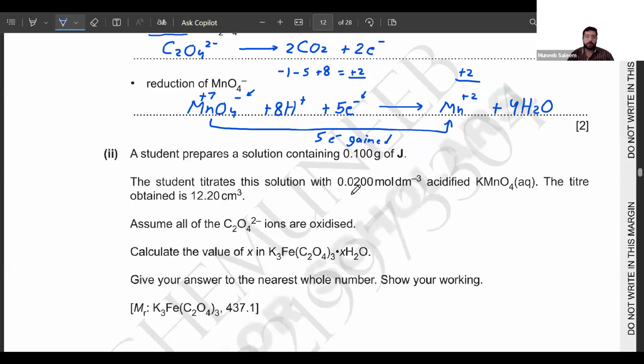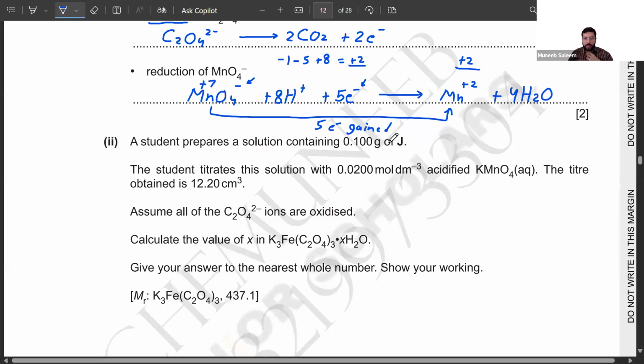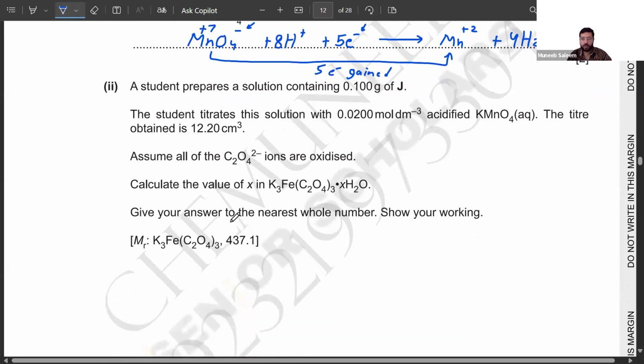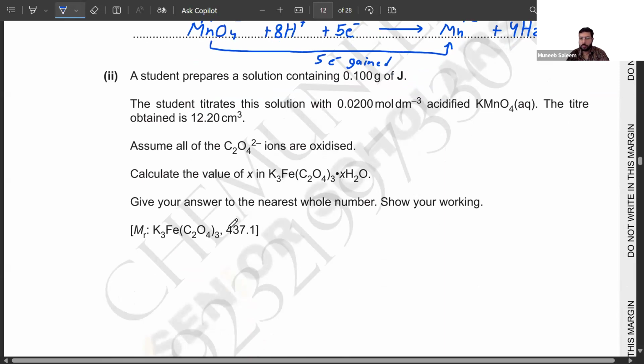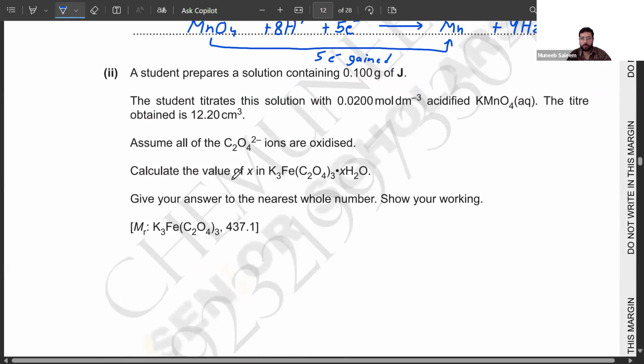Now the next question, part 2. A student prepares a solution containing 0.1 gram of J. The student titrates with 0.02 mol per dm³ KMnO4, and the titre is 12.2 cm³. Assume all the ethanedioate ions are oxidized. Calculate the value of X. All right, so now here we have to do some complicated calculations, and this is a very important question of this paper.